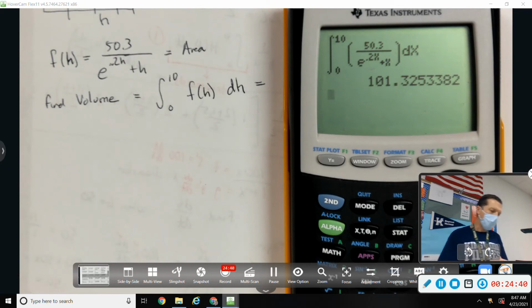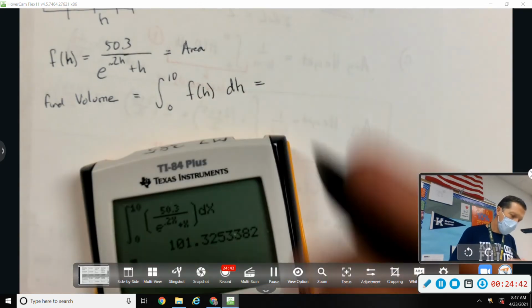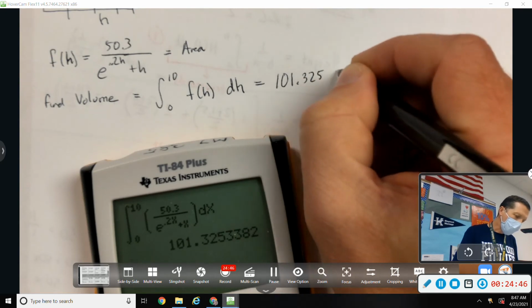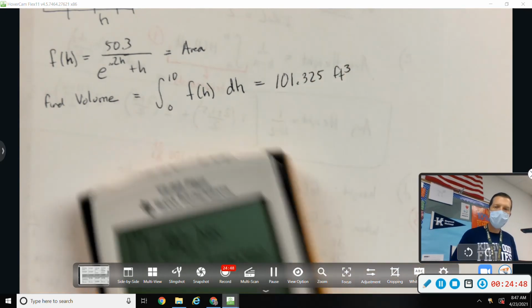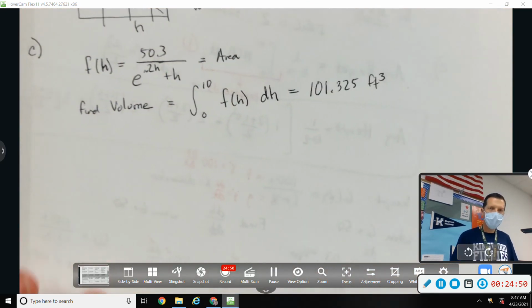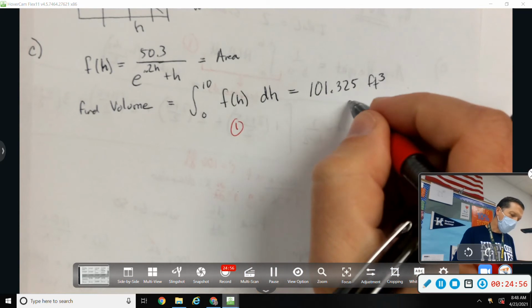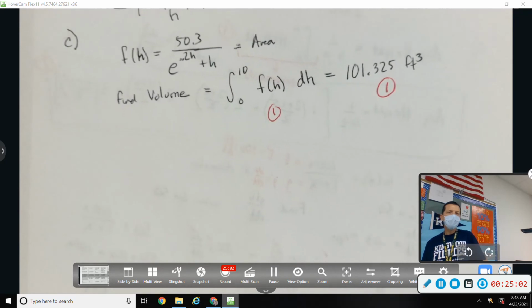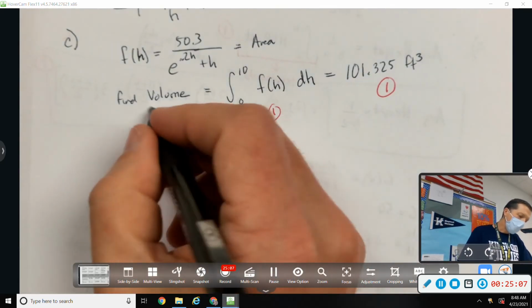I had to think a little bit on that one. Always 3 decimal places. One for that and one for that. My guess. And again, that's all the work you have to show. They know what you're doing. They just wanted you to know that to find the volume, you would integrate.